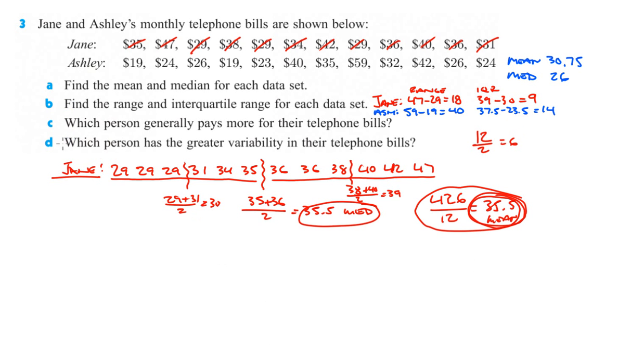Okay, and then for part C, which person generally pays more for their telephone bills? I would definitely go with the mean, 30.75 versus 35.5. So I would definitely go with Jane on this one. So you've got a higher average. And then which person has the greater variability in their telephone bills? I would look at the range and interquartile range, and Ashley has a bigger range and interquartile range on that. So let's go with Ashley for the answer for that second one. Okay?